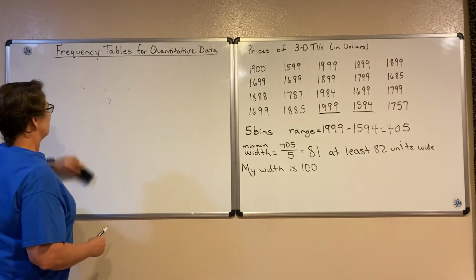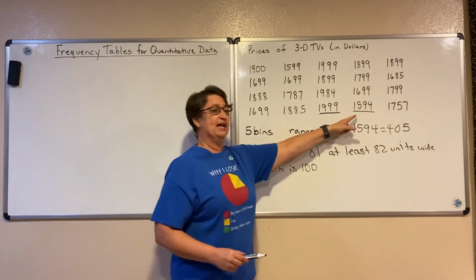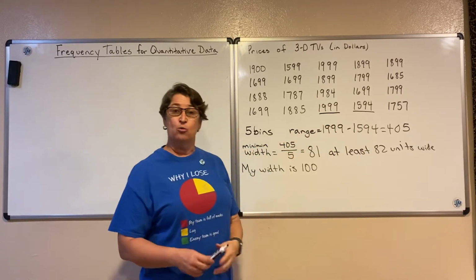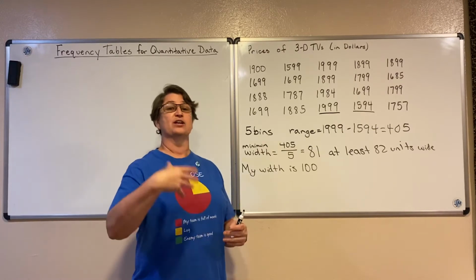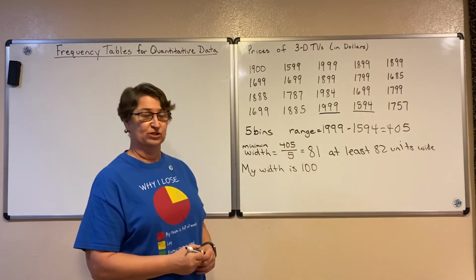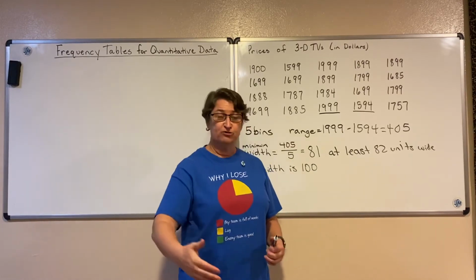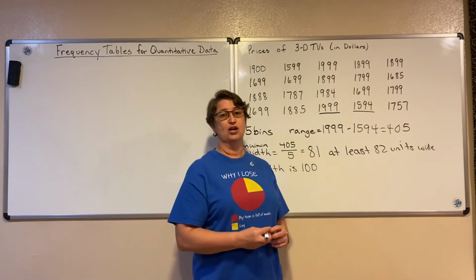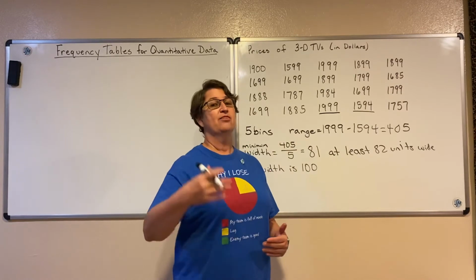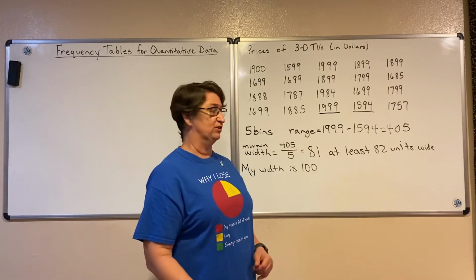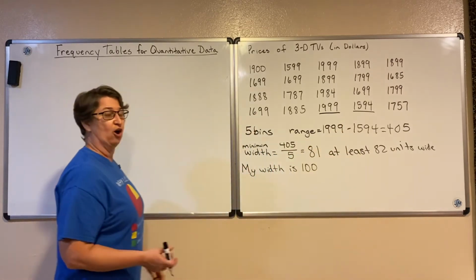Now I need to start at the smallest number. I need to at least start down at 1594. Maybe I want to start down at 1500 to make it easy to count by hundreds. Or maybe I want to start at 1550, which would also be an easy place to count by hundreds. I just need to make sure that when I'm done, I've gotten all my data values in it. Let's try starting at 1500 and see if we can get all our data values in there.